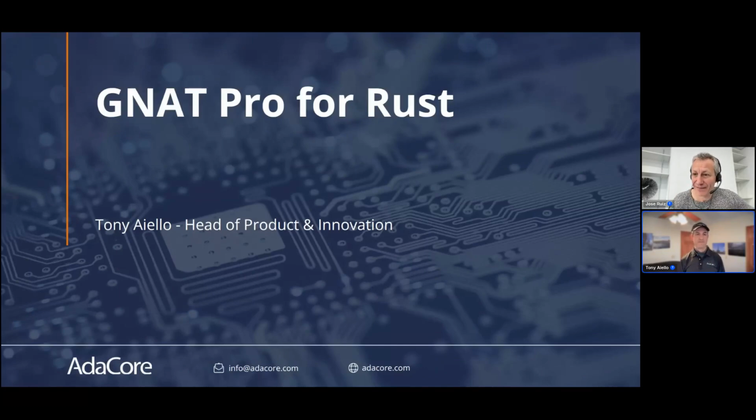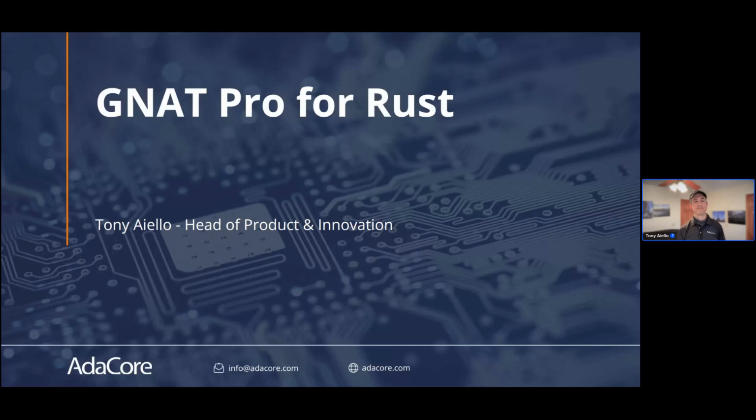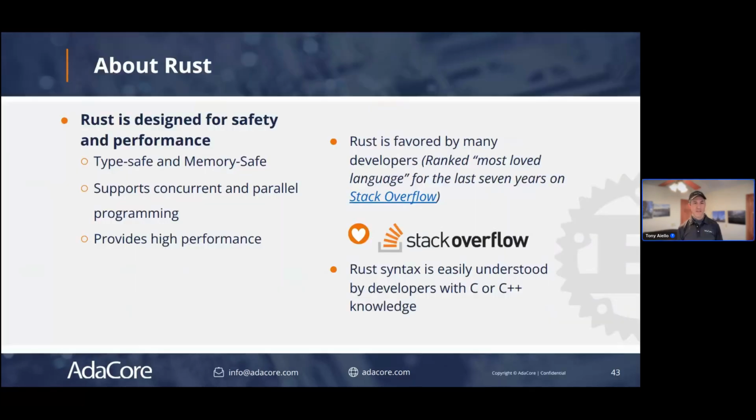Thank you, Jose. Let's talk about Rust. So Rust is a language designed for safety and performance. It's both type safe and memory safe. It supports concurrent and parallel programming, and it provides high assurance. For those of us who have been working with Ada for a while, these claims don't seem particularly unique. Ada is type safe. It offers runtime memory safety. Certainly, Ada supports concurrent and parallel programming and offers high performance.